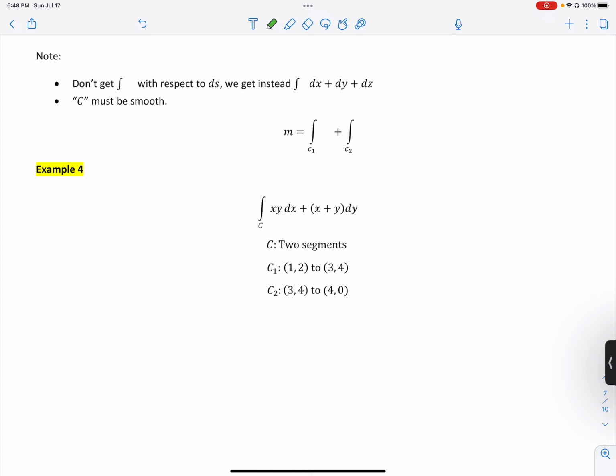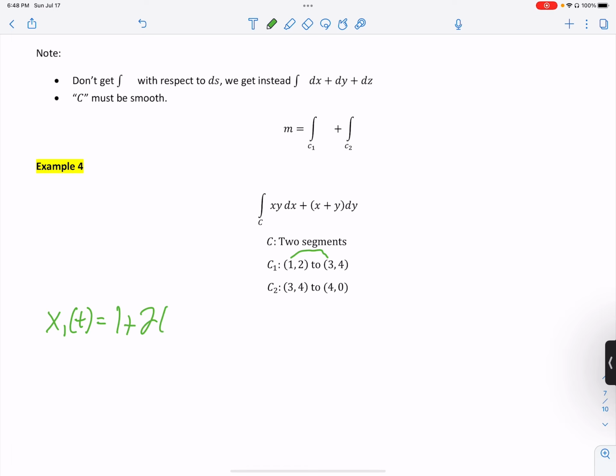So we have two segments here. We could draw pictures from 1 to 2 to 3 to 4, and then 3 to 4 to 4 to 0. So we're going to actually write two different problems. The first one I'll call x1 of t, and we set this up the same way. It started at 1. It went from 1 up to 3. That's 2. So 2t. y1 of t is equal to 2 plus 2t.